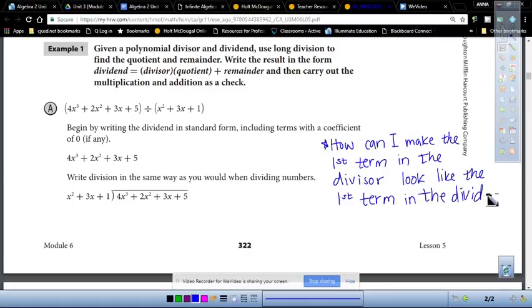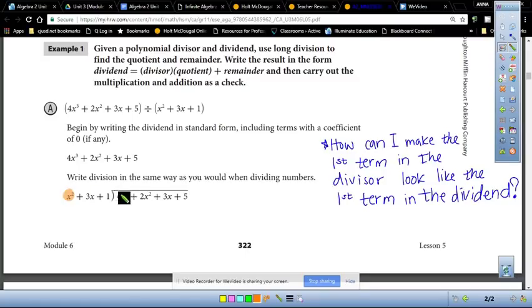And we're assuming that these are all written in standard form. Okay, so make sure they're always put in standard form. So how can I make the first term in the divisor look like the first term in the dividend? Here's my divisor. How do I make it look like the first term in my dividend? So we're trying to make x squared look like 4x cubed.